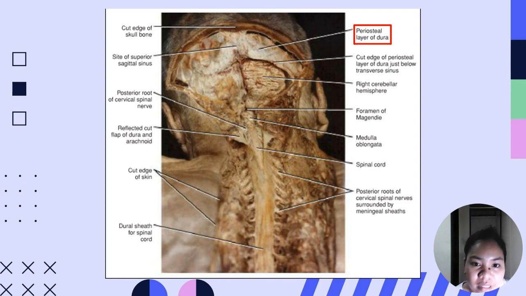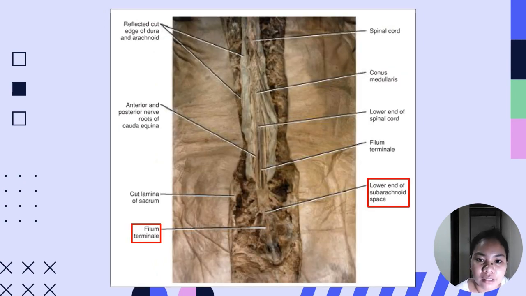The occipital bone has been removed, exposing the periosteal layer of the dura mater. This is the periosteal layer of the dura mater. Now this one shows the dissection of the lower part of the neck, including the lumbar and sacral regions of the vertebral column. The meningeal sheath has been incised, exposing the lower end of the subarachnoid space and also the filum terminale. And that's all for my report. Thank you.